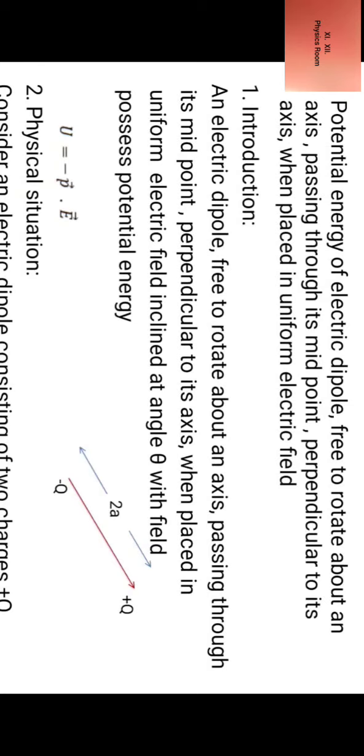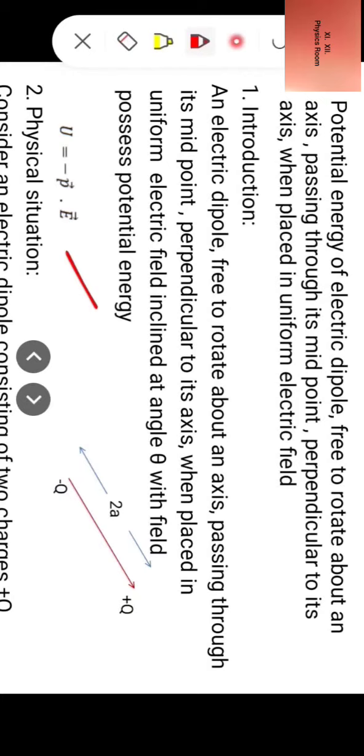Now introduction. An electric dipole free to rotate about an axis passing through its midpoint perpendicular to its axis when placed in uniform electric field and is inclined at an angle theta with the field possesses potential energy U equal to minus P dot E.